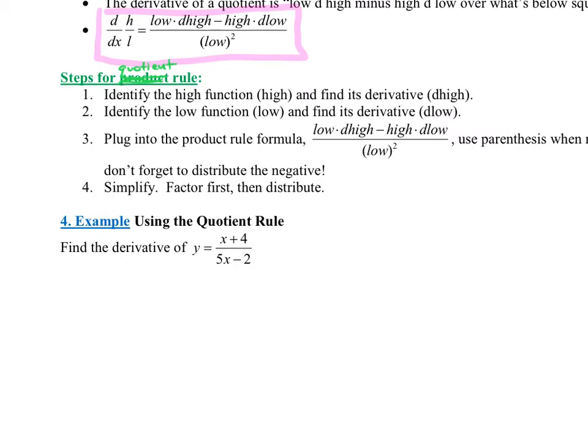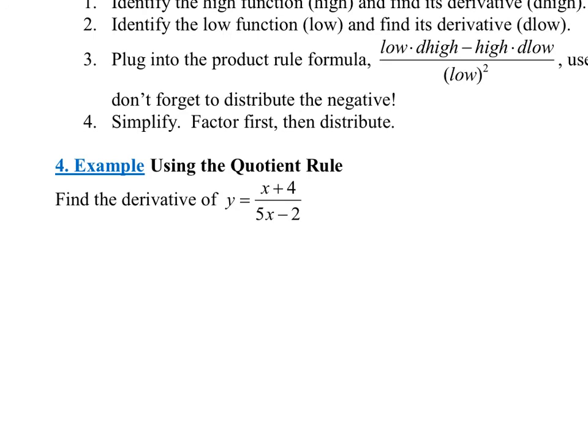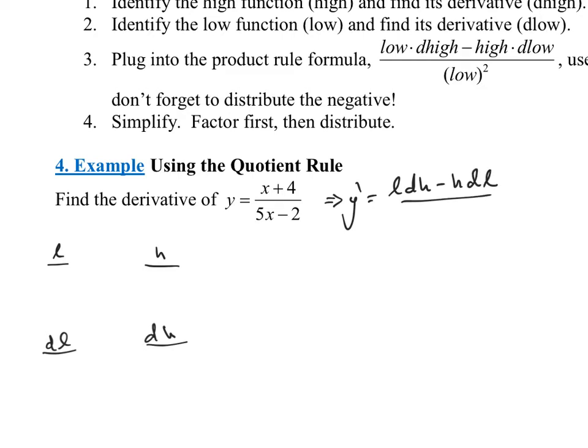Then once you do that, always try to factor first, then distribute. I'll show you how to do this, but let's look at this. We're going to start off with the low function actually. Then we're going to find the derivative of the low. We're going to find the high function. Then we're going to find the derivative of the high. Remember, because this is a quotient, this is a fraction, the derivative is going to be equal to low d high minus high d low over what's below squared.